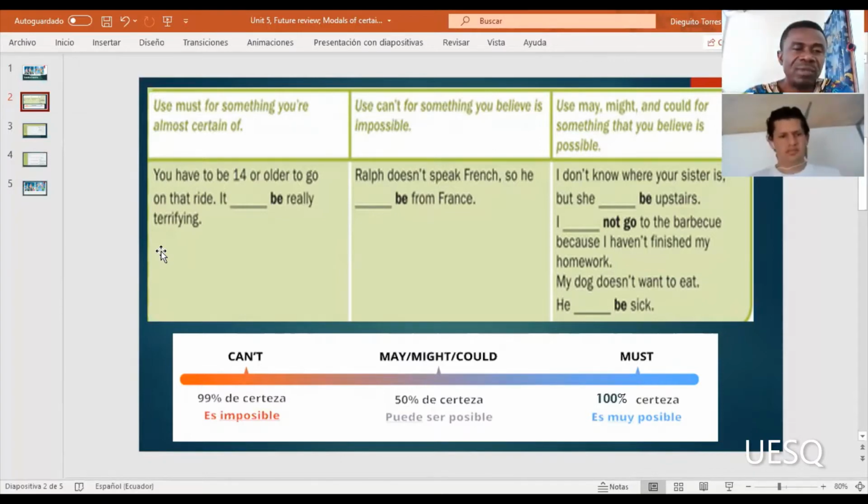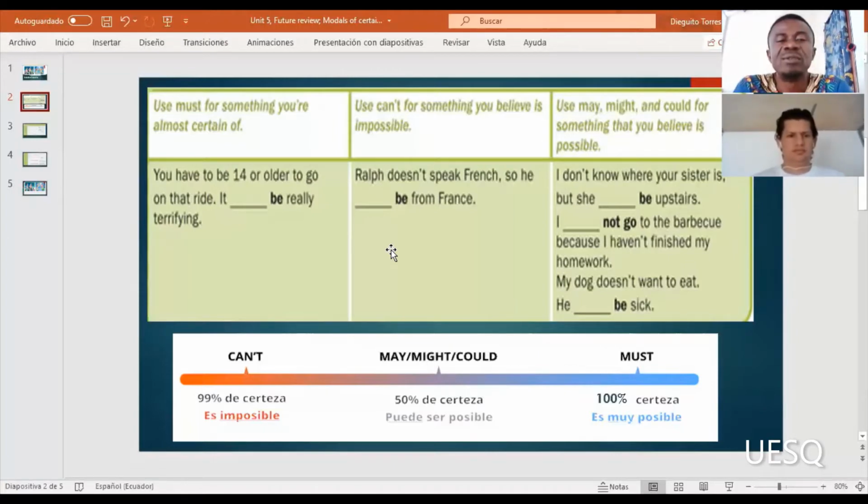Now, if you come to the down part of the first column, you have examples there. You must have been 14 or older to go on that ride. Okay, so it must be really terrifying. You realize there's a space there, you put must in there. Very good.